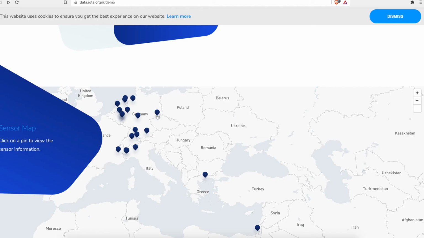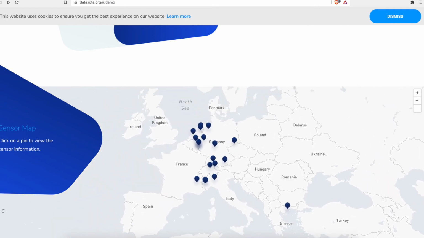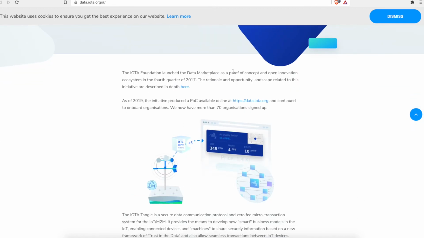This is another cool thing. So this is not in beta. This is actually active right now. So this tells you about it right here. So you launch data proof of concept. So this is kind of like a proof of concept thing.